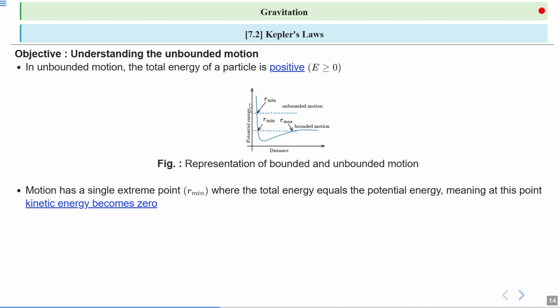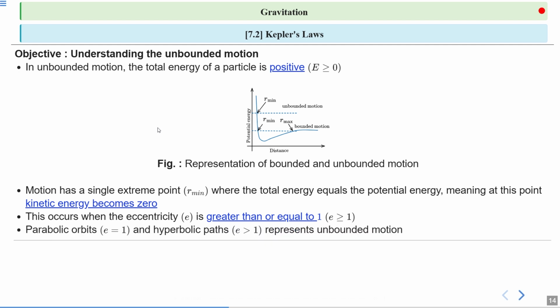At R minimum, the total energy equals the potential energy, which means the kinetic energy drops to 0. This occurs when eccentricity e is greater than or equal to 1. So parabolic orbits, where e equals 1, and hyperbolic paths, where e is greater than 1, represent unbounded motion. Alright?